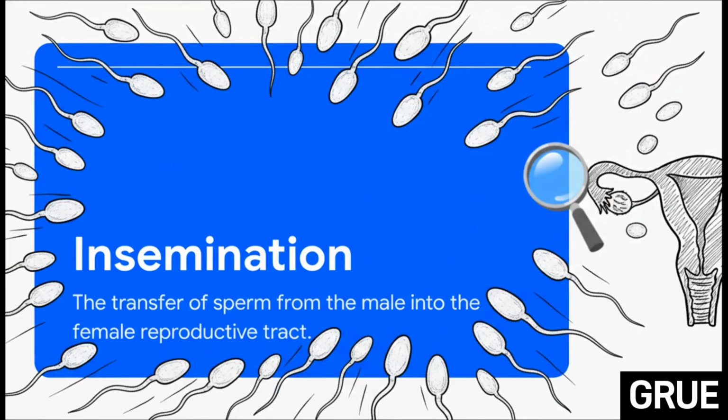And that massive number leads us right into step 2, insemination. This is basically the starting gun for the race. It's the moment that those hundreds of millions of sperm are transferred into the female reproductive tract and they begin their long, really difficult journey toward that single egg.